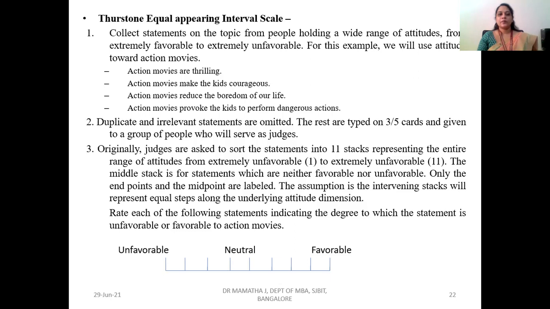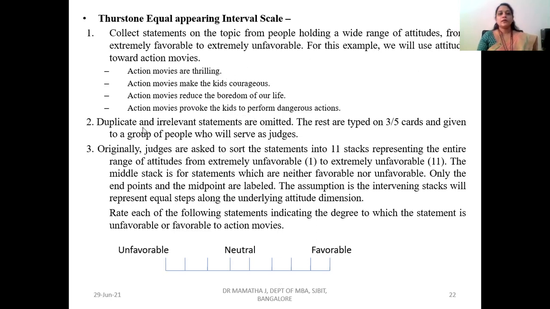Okay. So here what happens, a number of statements on the topic will be collected from people who have a wide range of attitudes from extremely favorable to extremely unfavorable. For example, we will measure the attitude toward action movies. You know action movies. I want to know the attitude of people toward action movies. So you can give a number of statements like action movies are thrilling, action movies make kids courageous, action movies reduce the boredom of our life, action movies provoke the kids to perform dangerous action. So you can have a number of statements like this.